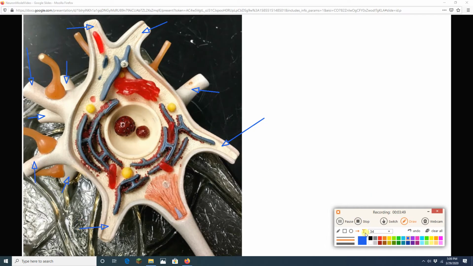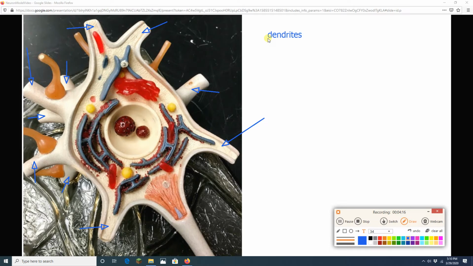These other extensions, these of course are the dendrites. These are going to receive signals, receive information from other neurons. Now earlier I said this was a multipolar neuron. Many, so it has a lot of processes coming out of it. One axon and many dendrites.